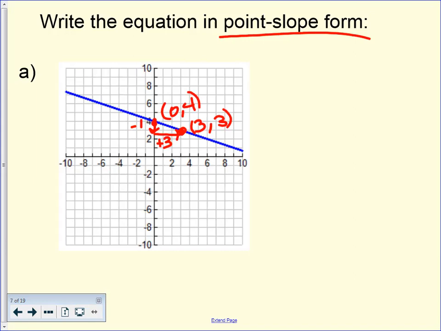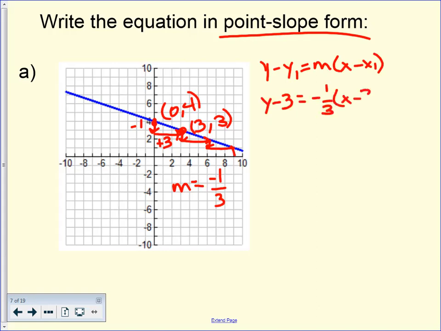Okay, and I noticed that I kept going. That is a true statement. So my m is -1 over +3. So y minus y1 equals m(x minus x1). I can pick any coordinate. I'll use 3, 3. Y minus 3 equals -1/3(x minus 3). Now, if you picked another coordinate besides the 2 that I picked, that's fine. Just make sure you're using the correct signs when you're putting it into the formula.